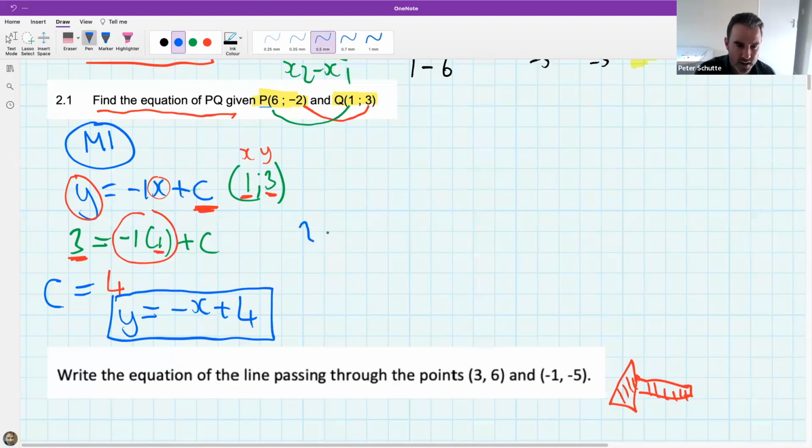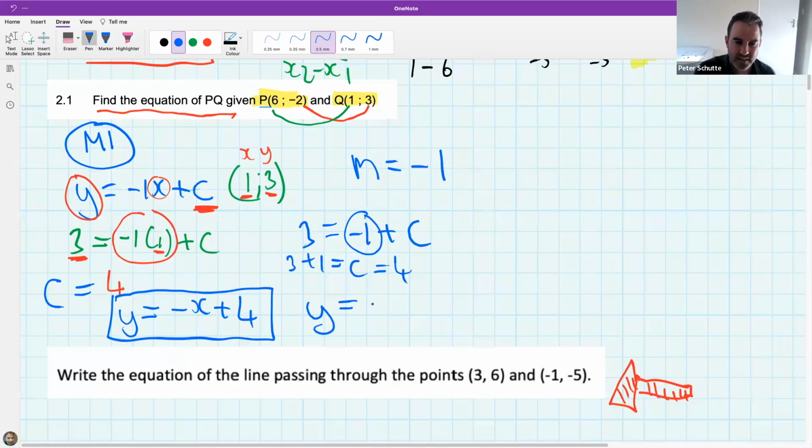And then we said we have 3 equals -1 plus c. In order to move this -1 across, we add 1 to both sides. So then we get 3 plus 1 is c. And that's how I got c is 4. Earlier in the question, I'd already worked out that the gradient was -1. And so when we take the standard form of a straight line, it's y equals mx plus c, with the m being -1.